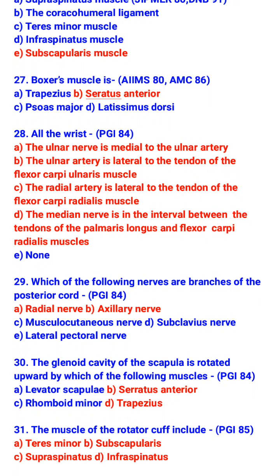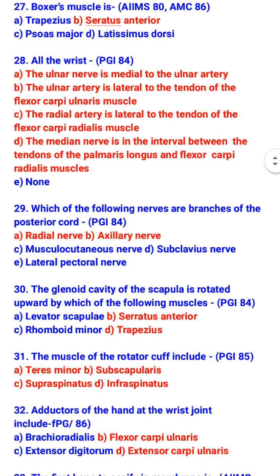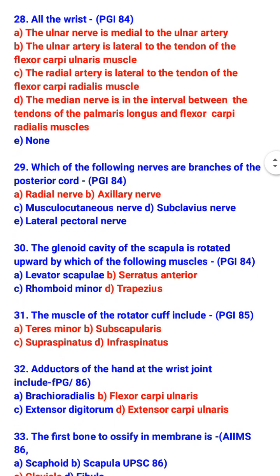All the rest: the ulnar nerve is medial to the ulnar artery. The ulnar artery is lateral to the tendon of flexor carpi ulnaris muscle. The radial artery is lateral to the tendon of flexor carpi radialis muscle. The median nerve is in the interval between the tendons of the palmaris longus and flexor carpi radialis muscle. Which of the following nerves are branches of the posterior cord? Radial nerve and axillary nerve.